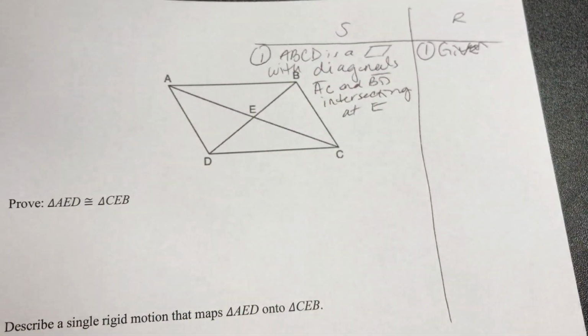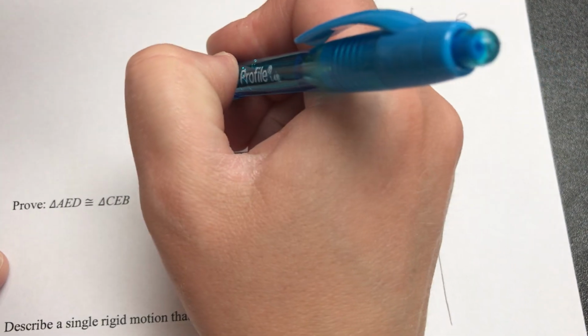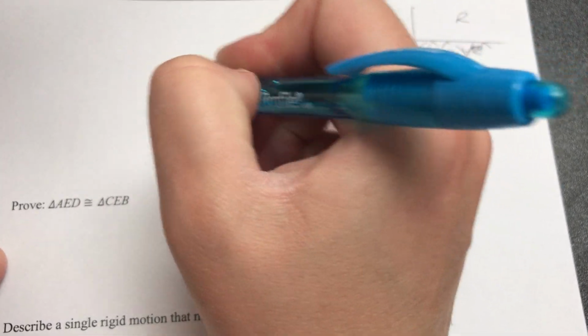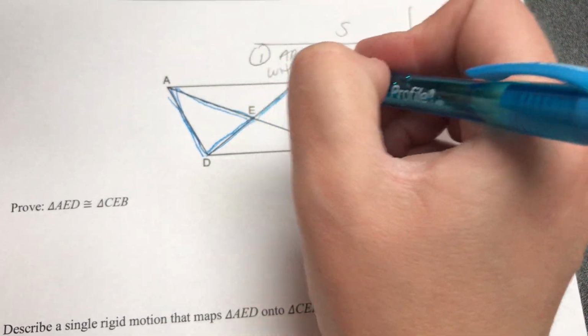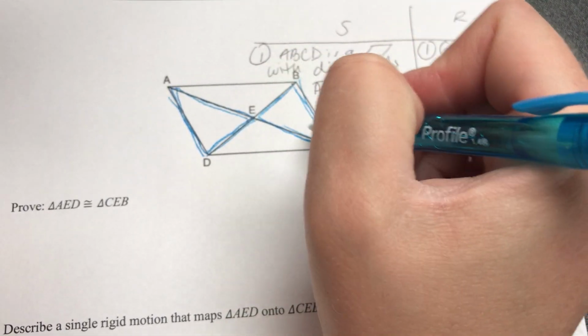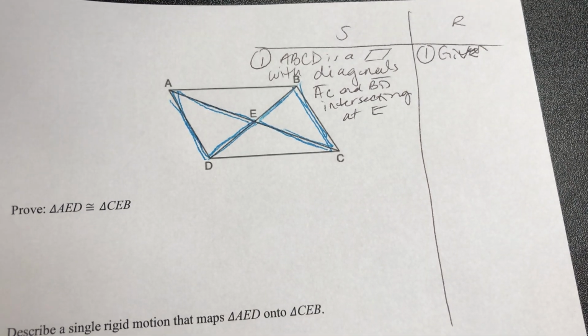Okay, I need to prove, so again, I'm going to draw my attention to them. I need to prove triangle AED congruent to triangle CEB. And I'm going to do it all with properties of parallelogram because that's what they gave me.